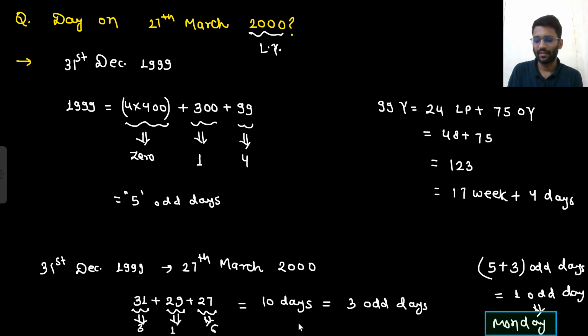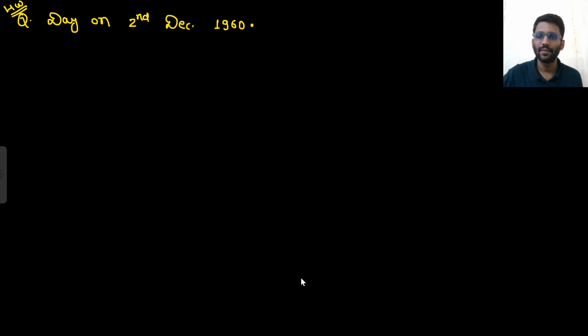So let's check the trick as well. Let's be sure with our answer. 27th March 2000 day. Monday. So answer is Monday. Well and good. This is a homework problem for you. On 2nd December 1960, what will be the day? You need to write it down in the comment section. If you have understood the lecture, you need to write it down in the comment section.